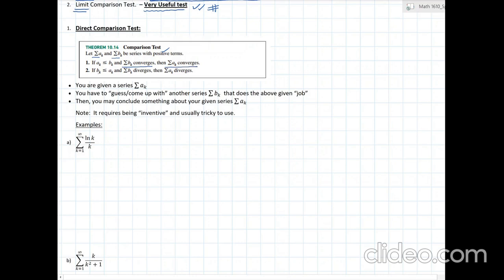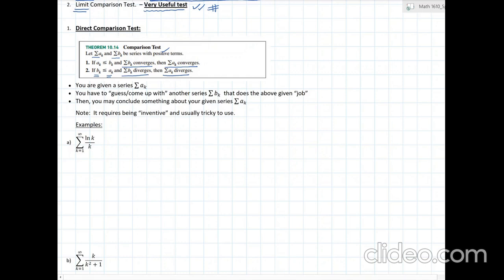On the other hand, if the terms BK are less than the terms AK, and this is term-wise, as if you're looking at it as a sequence, and together with that, if the series BK diverges, then the series AK diverges.